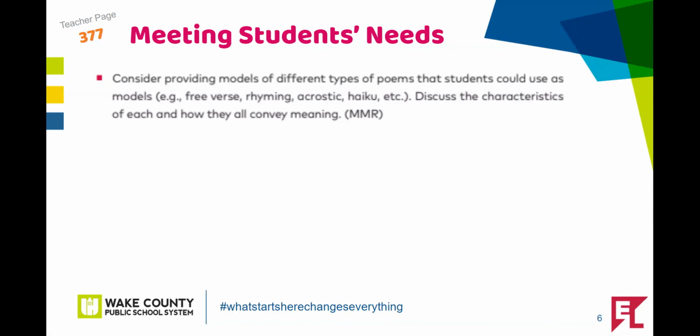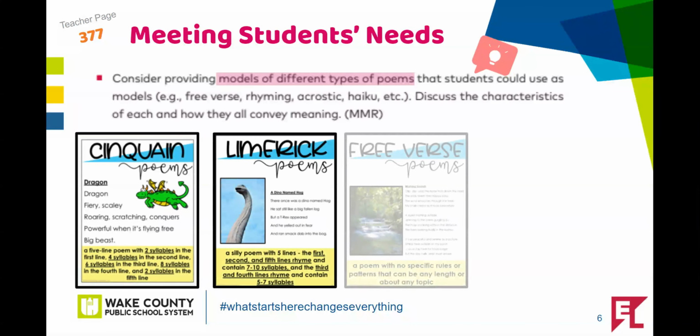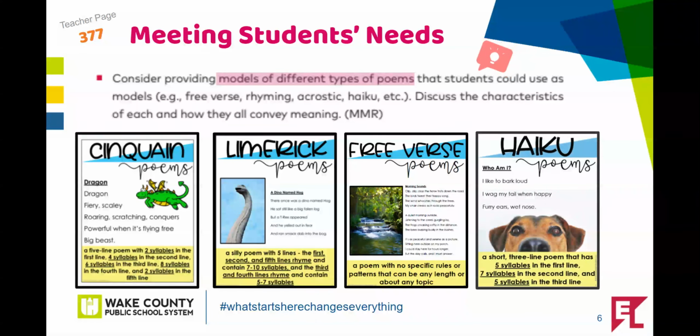The Meeting Student Needs section offers differentiation opportunities for students. It is important to remember that effective differentiation is built on a foundation of engaging, relevant, student-friendly learning targets that clearly define expectations for learning. These learning targets remain consistent amongst all students in the classroom, regardless of the differentiation presented to the learner. Sometimes students need a little push to get started. Giving them models of different types of poems often helps them see the possibilities. Take the time to discuss the characteristics of the models and determine how they all convey meaning.